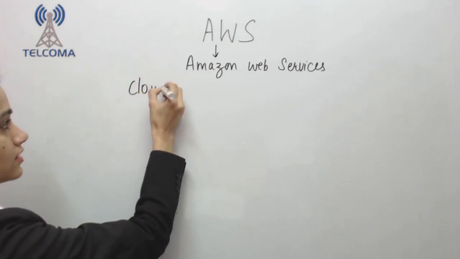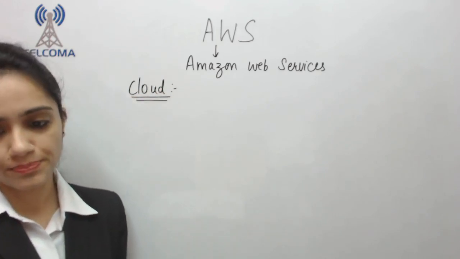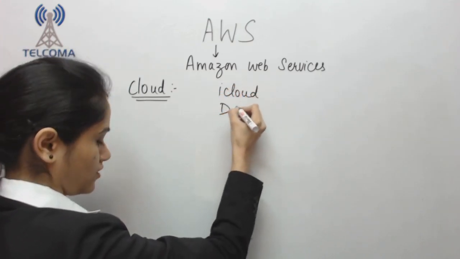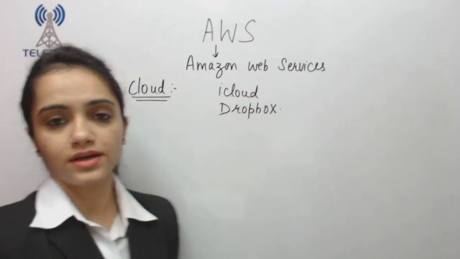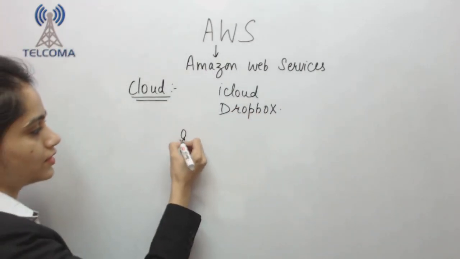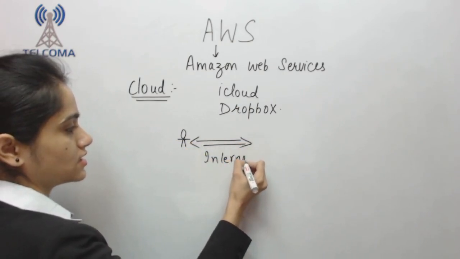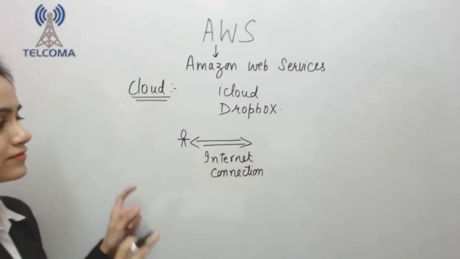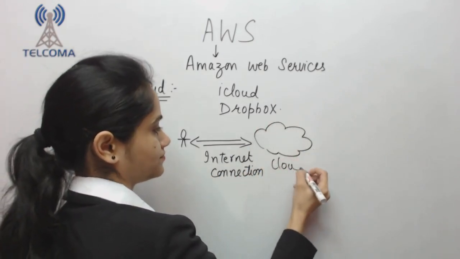Like we have cloud. Cloud is basically an entity where we can store our data. For example, we have iCloud, we have Dropbox, where we can store our data and our files. We have a user. Now, the user requires a dedicated internet connection. With the help of this internet connection, we can connect to the cloud.